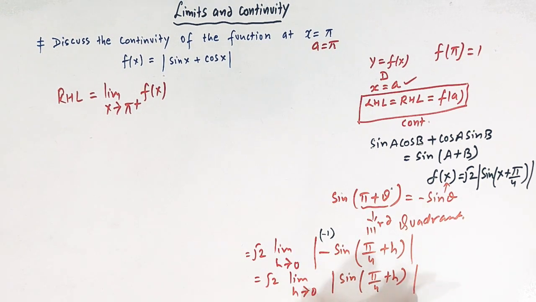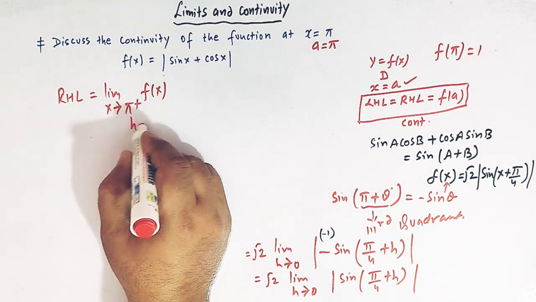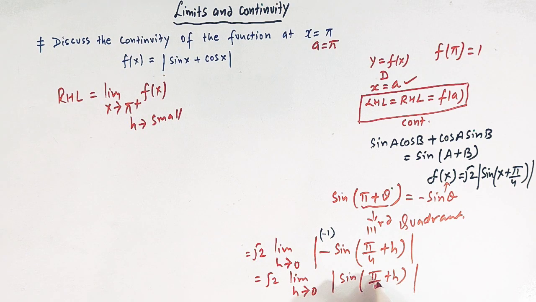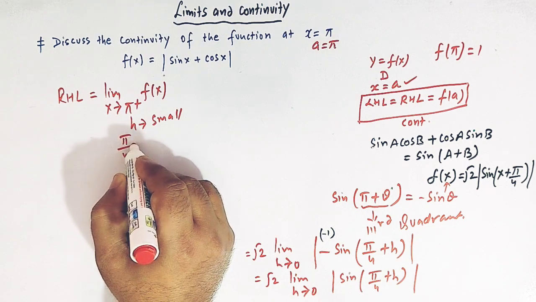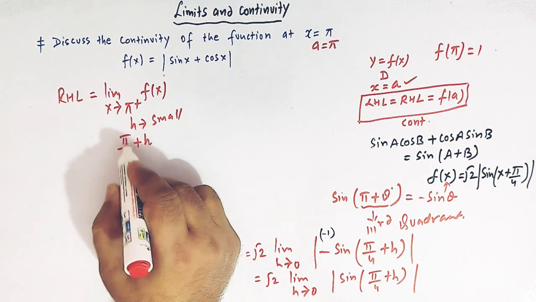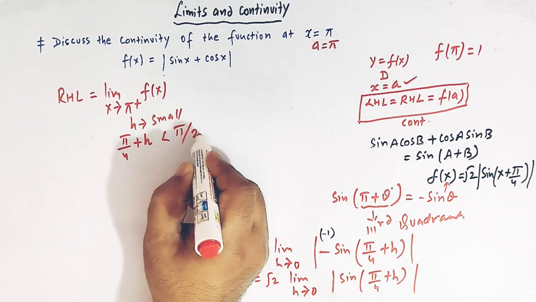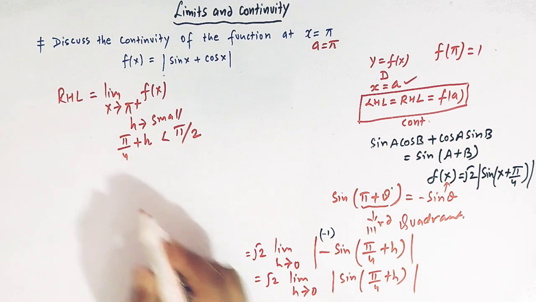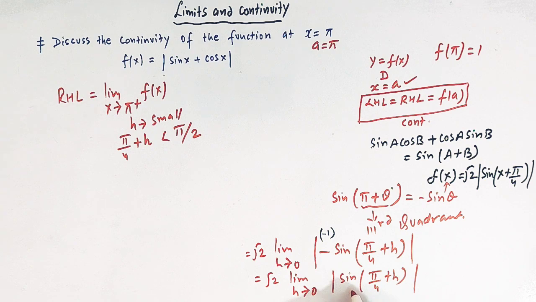So now here we have an important concept, right? See, here we have mod of sine pi by 4 plus h, and we know that h is infinitesimally very small, and when we add h to pi by 4, right? So this angle pi by 4 plus h is less than pi by 2, right? So it means we are in the first quadrant, right? So when we are in the first quadrant, the sine function is positive, so we can now remove this mod function here, right?